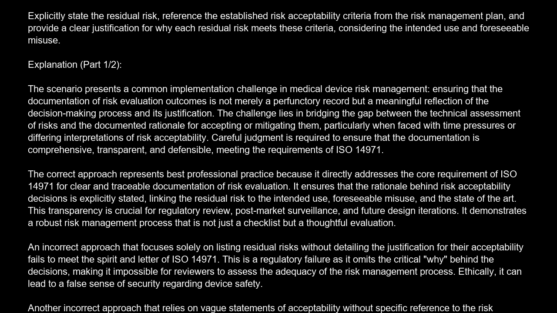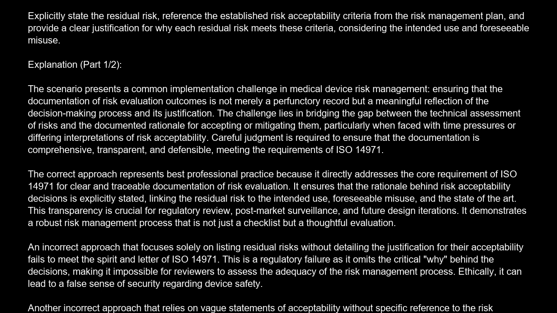An incorrect approach that focuses solely on listing residual risks without detailing the justification for their acceptability fails to meet the spirit and letter of ISO 14971. This is a regulatory failure as it omits the critical why behind the decision, making it impossible for reviewers to assess the adequacy of the risk management process. Ethically, it can lead to a false sense of security regarding device safety.